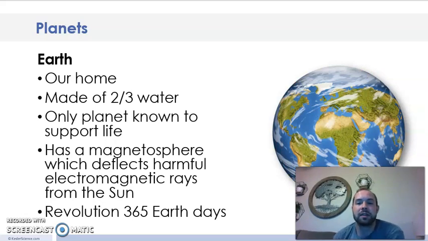All right, so our home, Earth, is made of two thirds water. It's the only planet known to support life. It has a magnetosphere which deflects harmful electromagnetic rays from the sun, and its revolution takes 365 days. If you've ever wondered why there's 365 days in a year, that is why, because that's how long it takes to revolve around the sun.